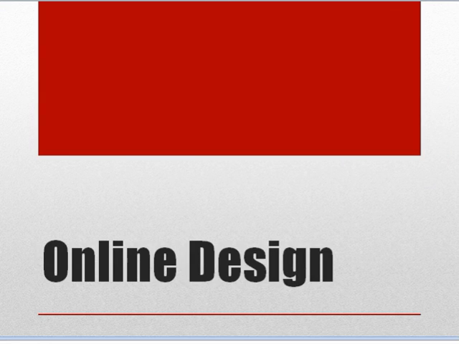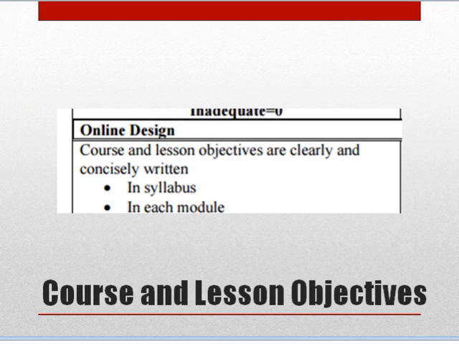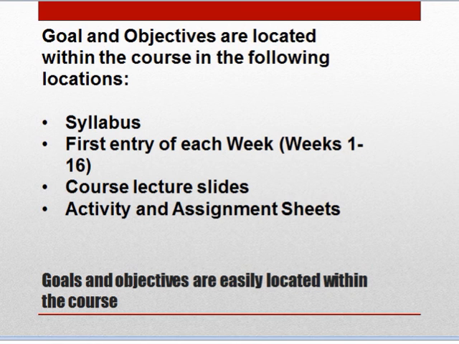Let's now look at how the freshman composition course meets the USDLA criteria of online design. Course and lesson objectives in the course are clearly and concisely written in the syllabus and in each module. Goals and objectives are located within the course in the following locations.